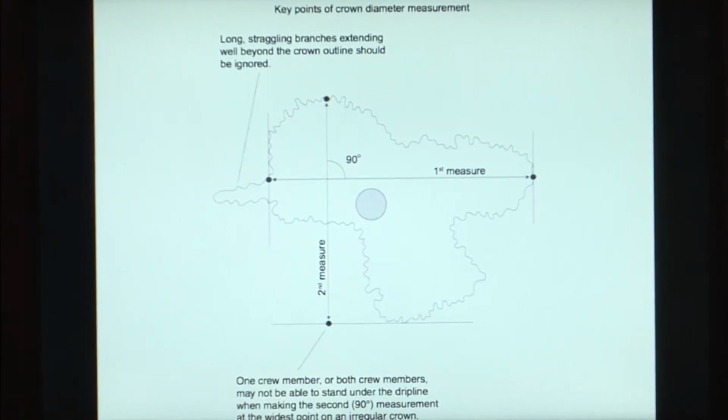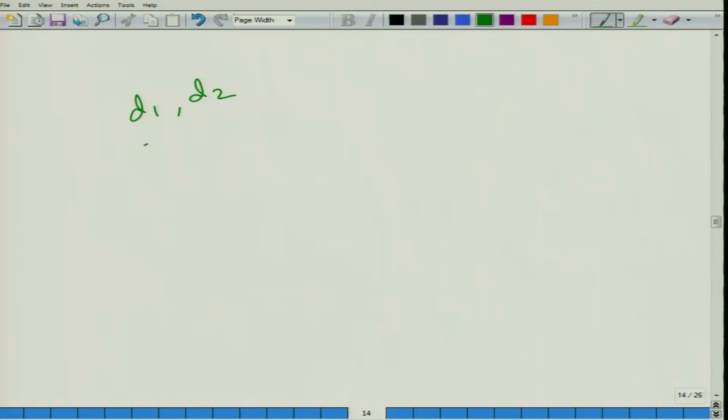So, for instance, to take this example, here we are removing any long straggling branches that are extending well beyond the crown outline. So, if that is an exception, we remove it. Other than that, we calculate the first measure as the longest diameter that we can get. Once you have gotten that, you go to a 90-degree position and then you figure out a second diameter. So, you will be recording two diameters, D1 and D2.